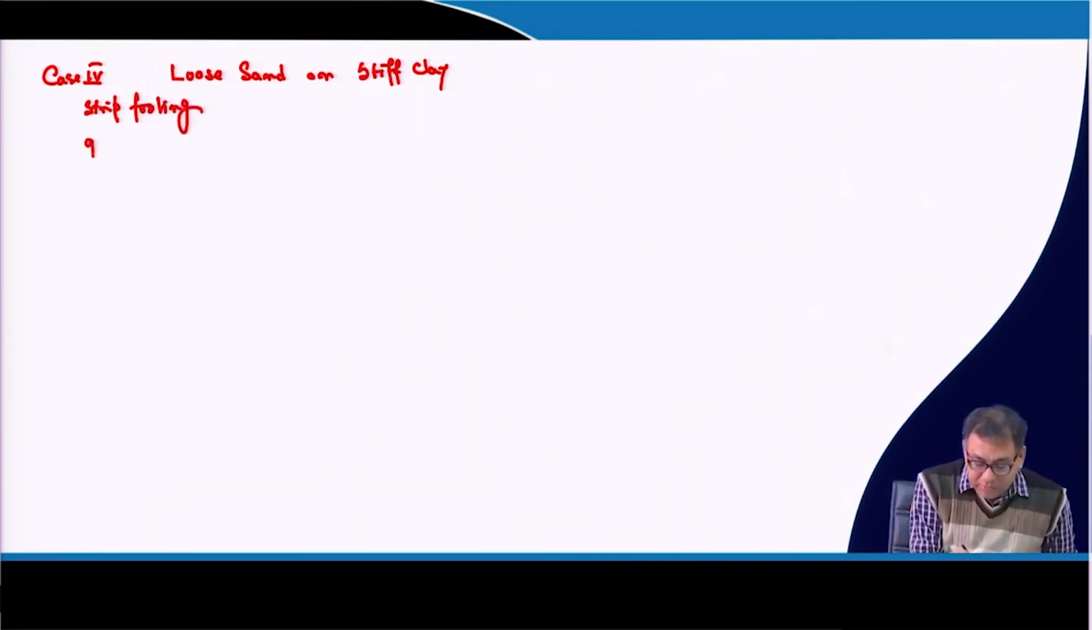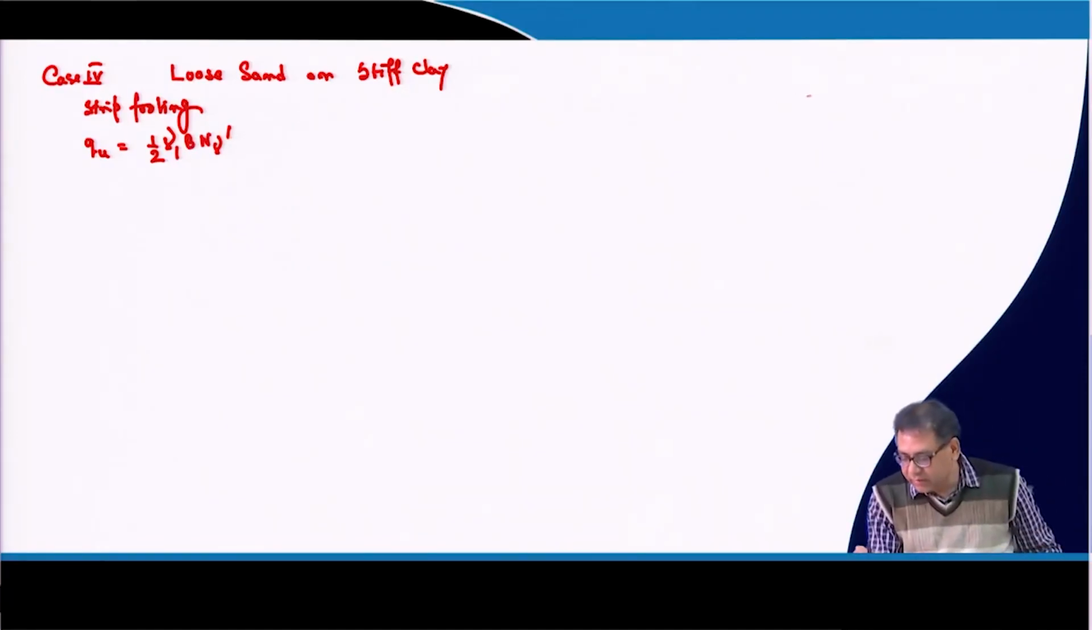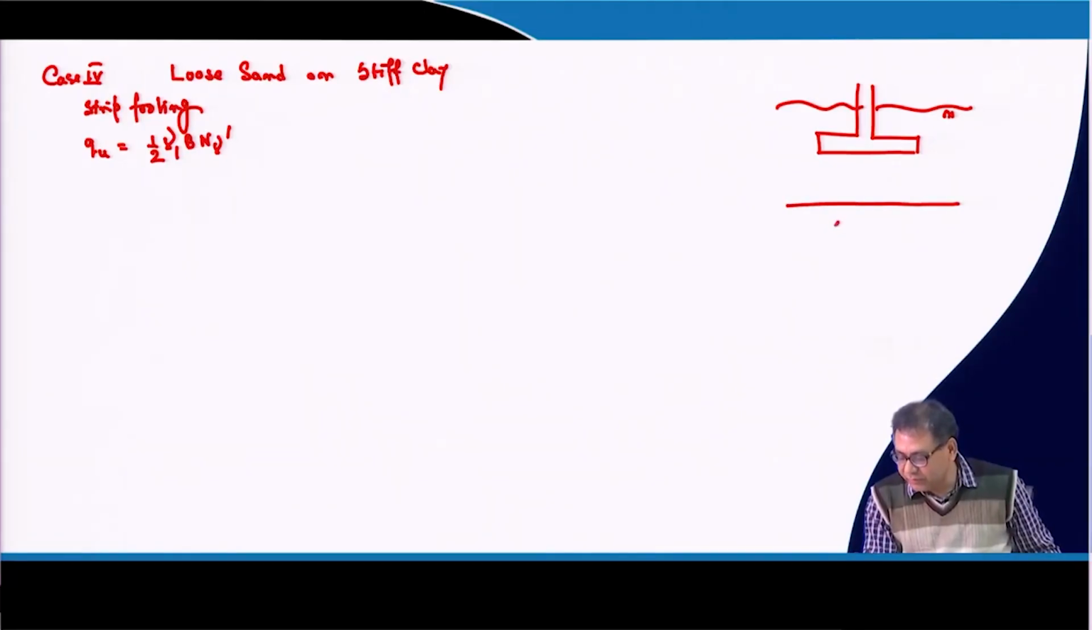So, in this case q_u is given as half gamma 1 B N gamma dash. Now, what is particular in this case? This is the foundation, this is the ground surface and this is my stiff clay and this is loose sand. So, here c equal to 0, here phi equal to 0.